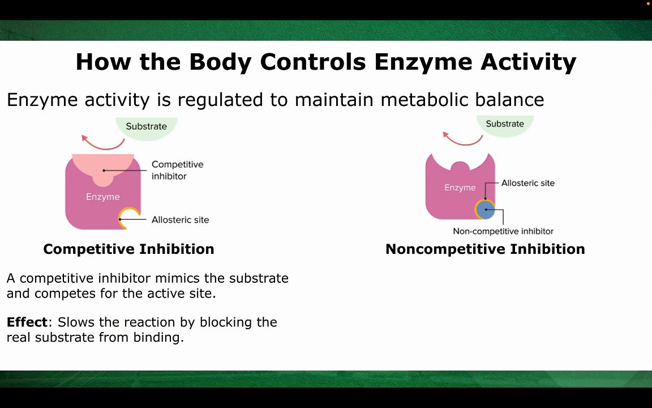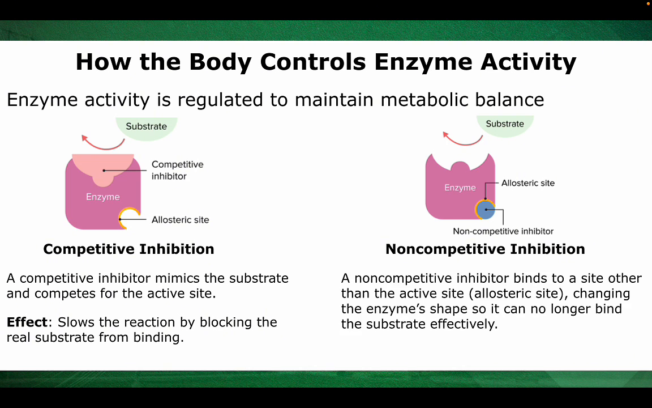Next is non-competitive inhibition, also called allosteric inhibition. This time, the inhibitor binds to a different part of the enzyme, not the active site, but rather the allosteric site. But this still causes trouble by changing the enzyme's shape, so the substrate no longer fits. So the result: even if the substrate is around, the enzyme stops working well, and the reaction rate drops.